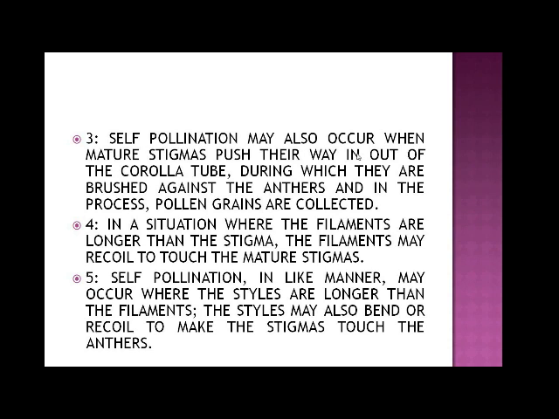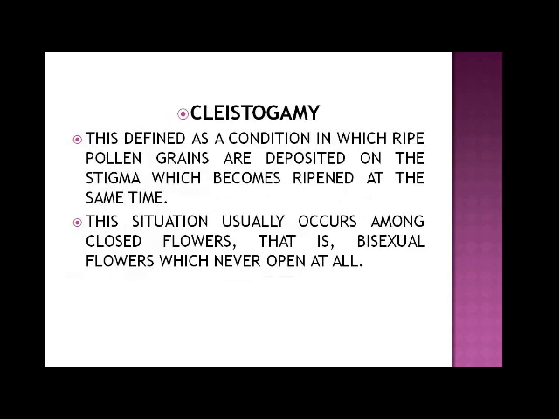So this is what happens also. Number 5 is self-pollination, and in like manner, like it happens in number 4 above, it may occur where the styles, which is another part, are longer than the filaments. The styles may also bend or recoil to make the stigmas touch the anthers. So this is what happens in this process or under homogamy.